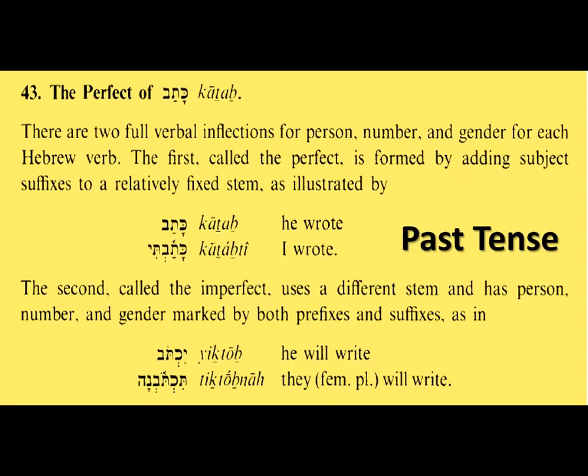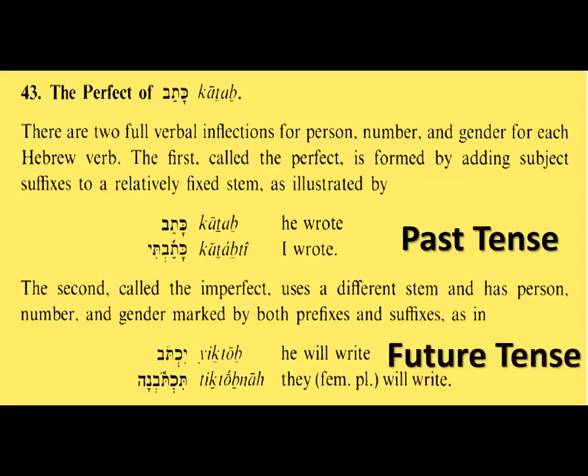Second is called the imperfect. It's something imperfect, you can still change it, like you can still change the future. And so it has a different stem. It changes the stem a little bit, but it has also person and number and gender, but it adds prefixes and suffixes to these. So this is like yiktov would be he will write, and yiktovna would be they will write. And thus those are going to be the future tenses.